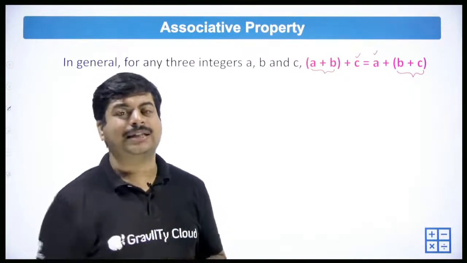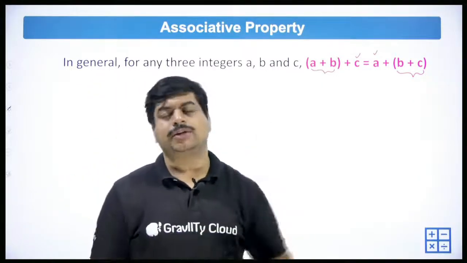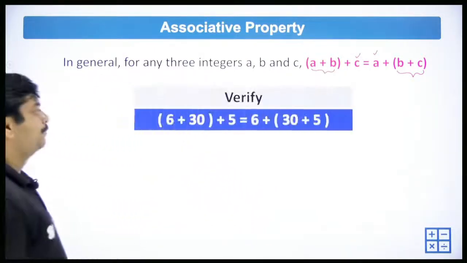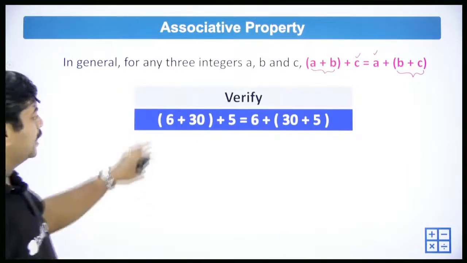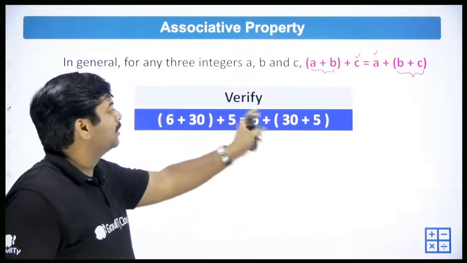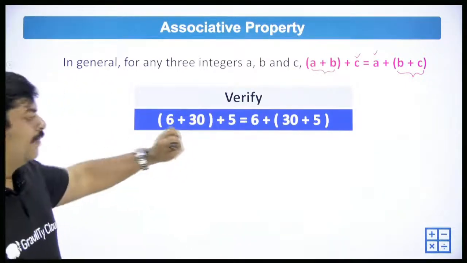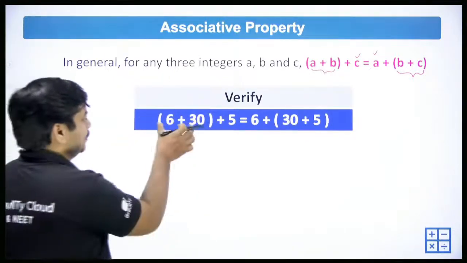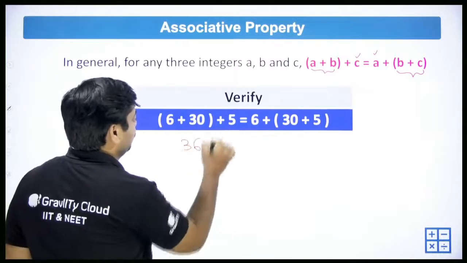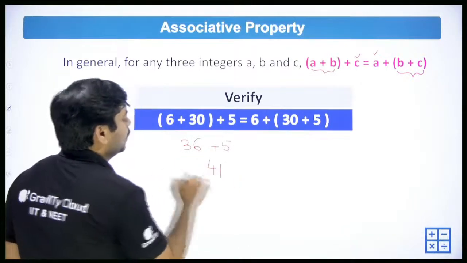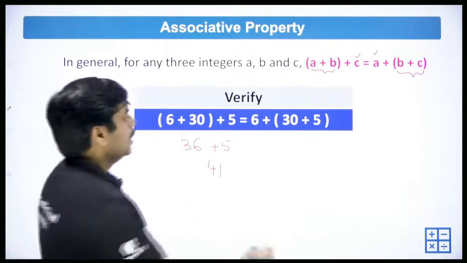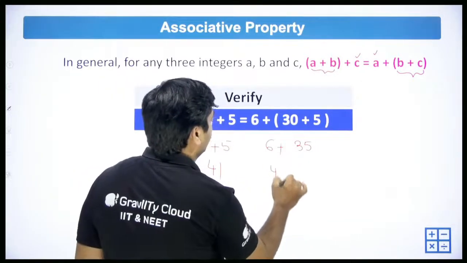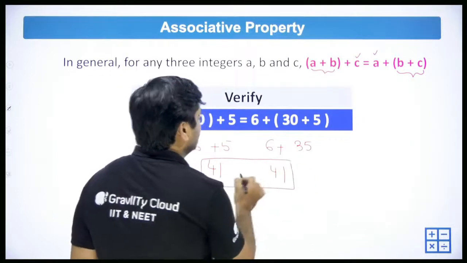With integers we will have positive and negative numbers, so we should be very careful. Let us take a few examples. Let me take (6 plus 30) plus 5 and 6 plus (30 plus 5). Straightforward, all are positive numbers. 6 plus 30 is 36. 36 plus 5 is 41. On the other side, 30 plus 5 is 35, and 6 plus 35 is 41, right? So, 41 is equal to 41.